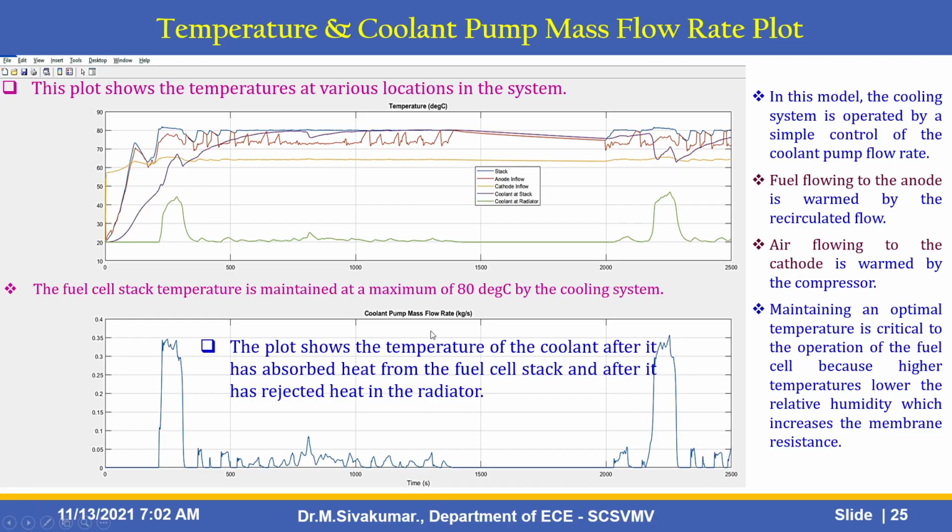Okay, then the second plot, this is a coolant pump mass flow rate plot, shows the temperature of the coolant after it absorbed heat from the fuel cell stack and after it has rejected heat in the radiator. Here the fuel cell stack temperature is maintained at a maximum of 80 degrees Celsius by this cooling system.